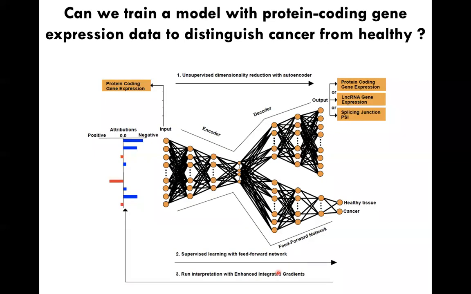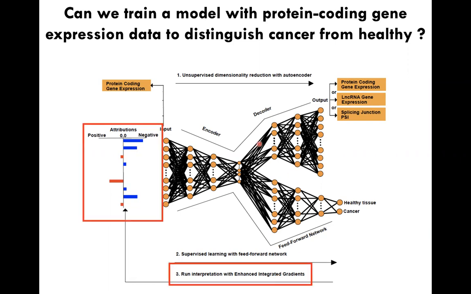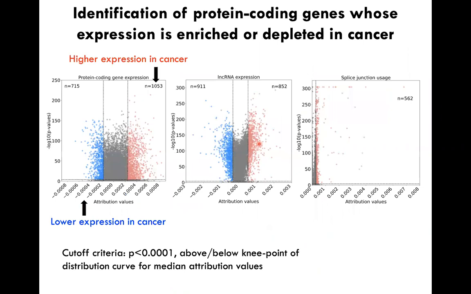Next, we were really interested in knowing how these newly identified cancer signatures compare to known molecular features of cancer. So we turned to the interpretation of our models using enhanced integrated gradients and generated attribution values for each of the genes and splice junctions that we trained our models with. We established a list of high attribution features using cutoffs that are described here.